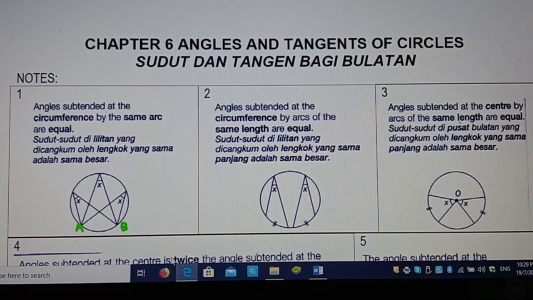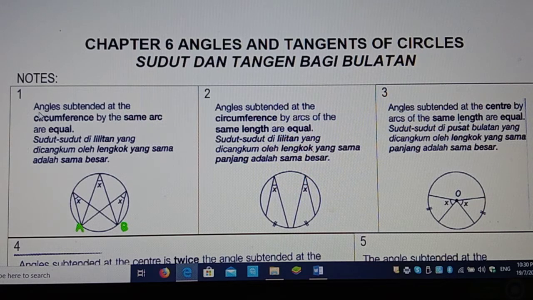Hi, today we discuss chapter 6, angles and tangent of circle, sudut dan tangent bagi bulatan. Cuba perhatikan nota di sini. Alright, number 1. Before we discuss, you must understand the terms like circumference. So circumference refers to the circle here. The circle that we draw, we call it circumference of the circle.